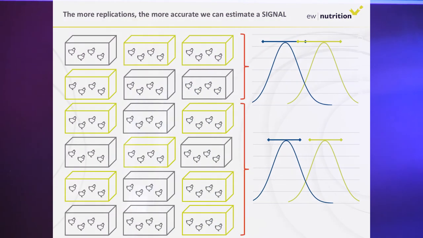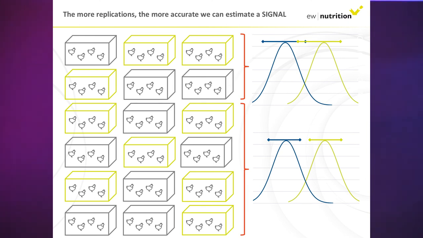So replication is, of course, a possible solution here. If you cannot reduce that variation, you can simply do more replication. Here at the top example, we have three replicates, and it gives us a certain accuracy in estimating the mean. When we go to more replicates, the standard error of the mean goes down and we are more accurate in estimating the mean of the two populations.